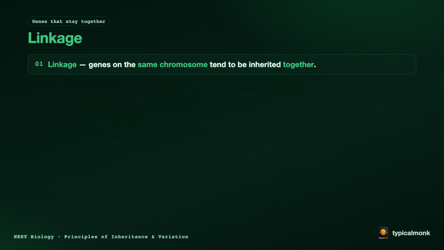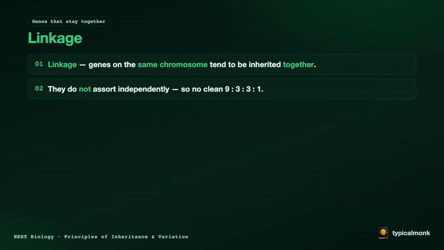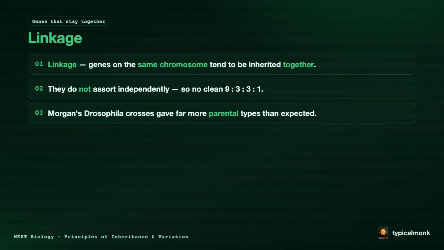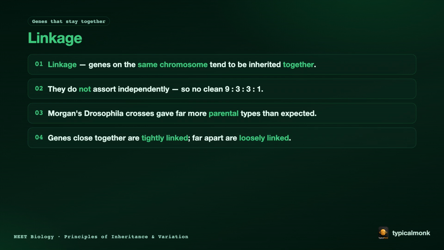Now, the genes that stay together, linkage. Linkage means genes on the same chromosome tend to be inherited together. They do not assort independently, so you do not get a clean 9:3:3:1. Morgan's Drosophila crosses gave far more parental types than expected. Genes close together are tightly linked, genes far apart are loosely linked.